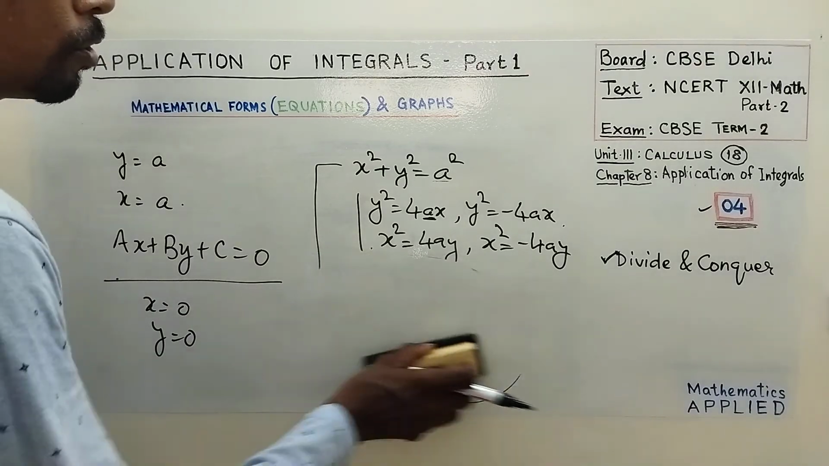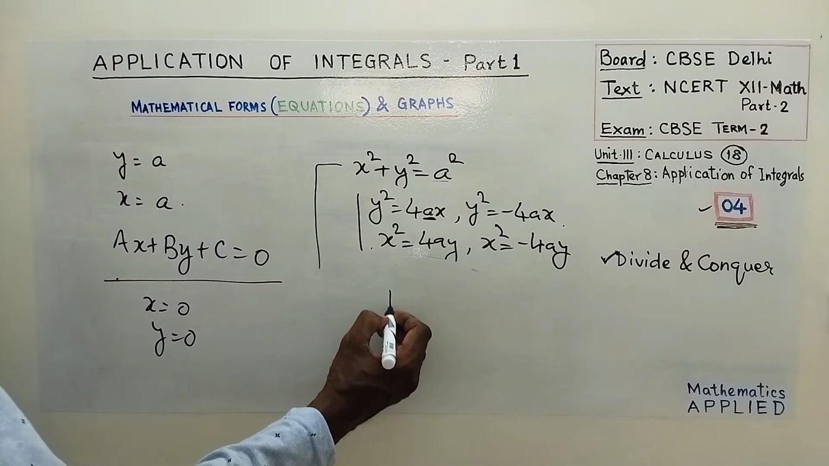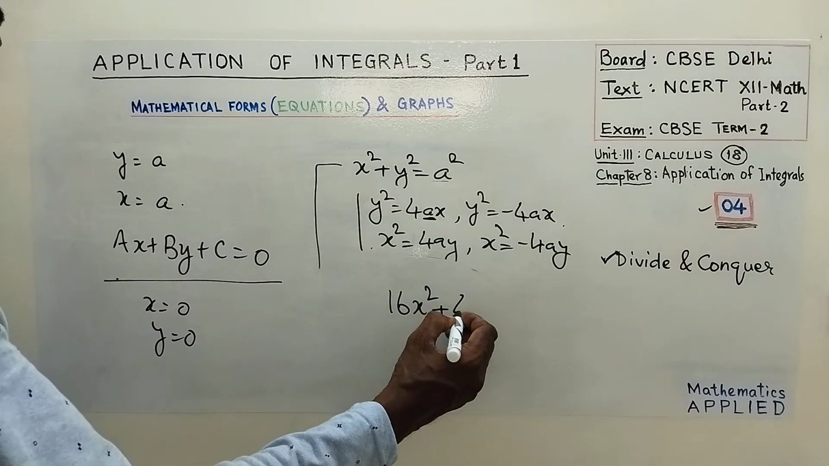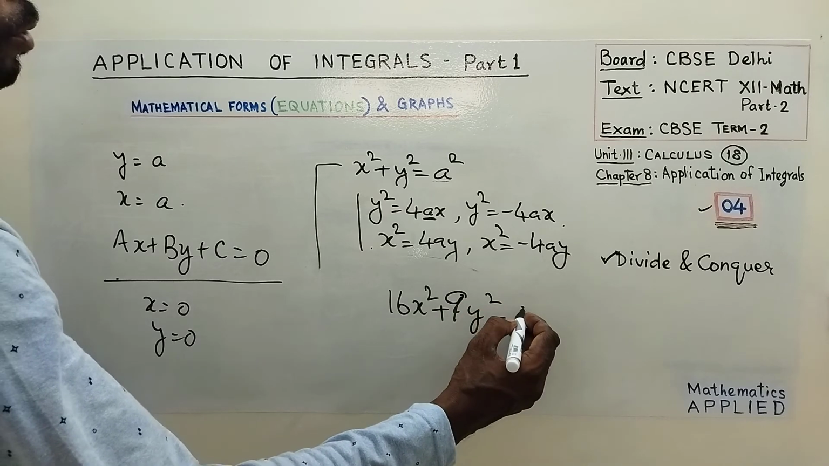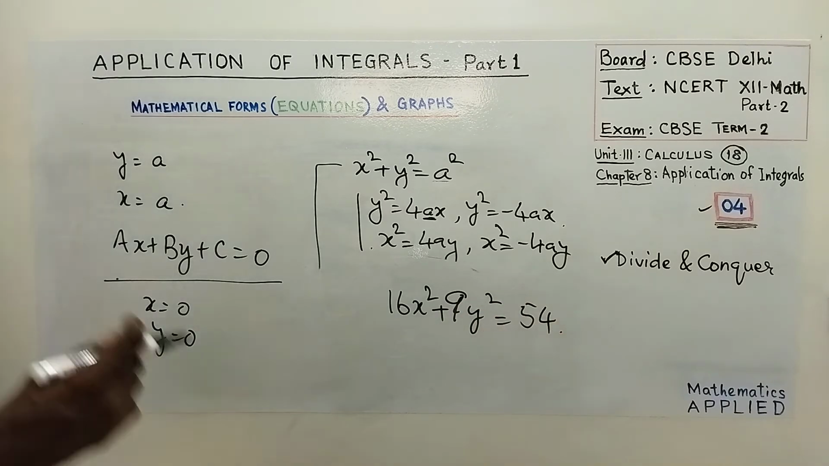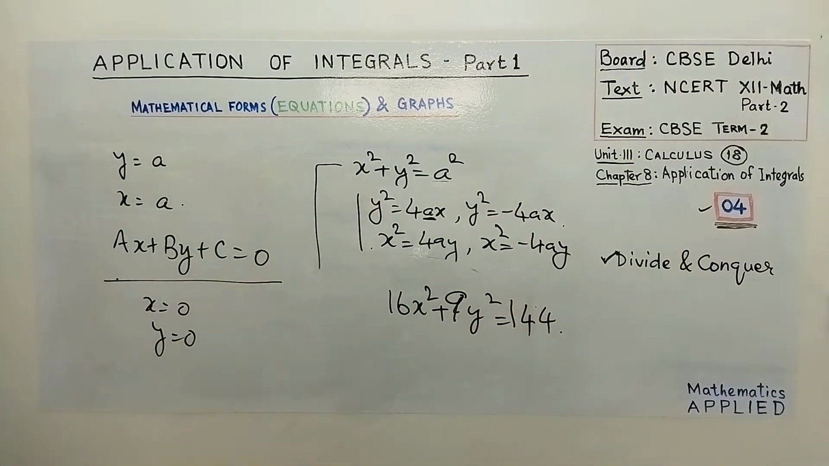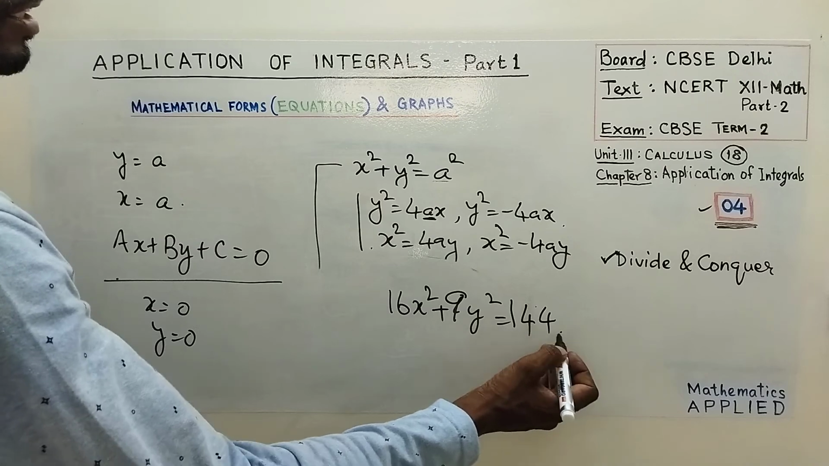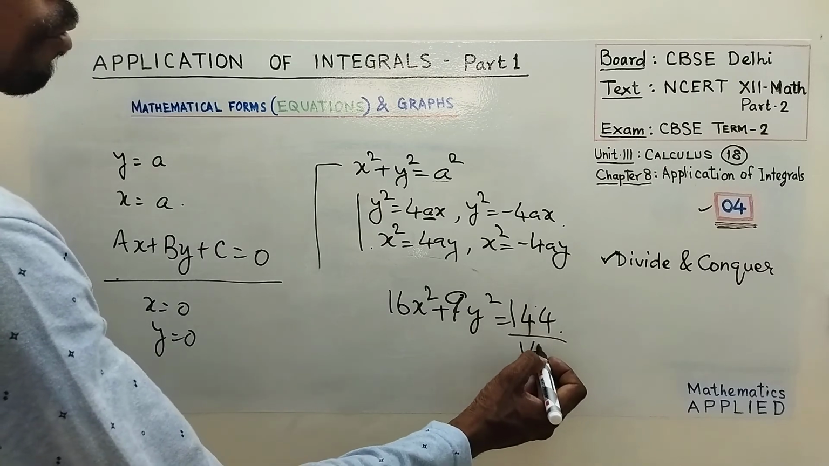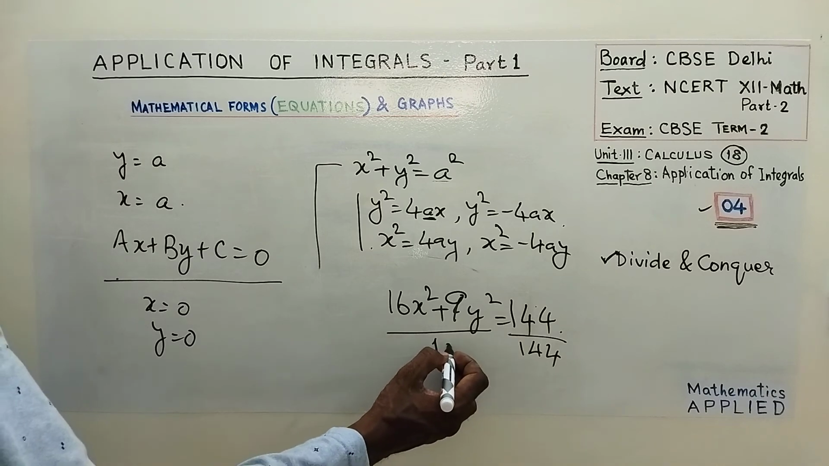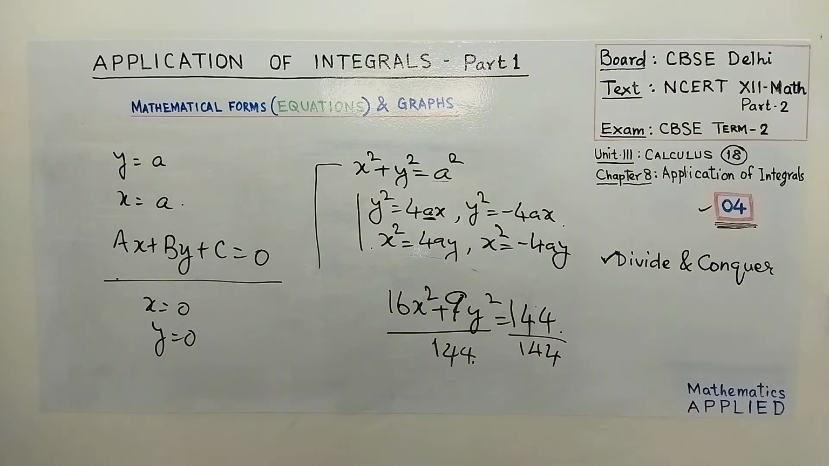Not always are the equations going to be of this form. Sometimes the equation will be like this: 16x square plus 9y square equal to 144. Ellipse equation can be like this. Now what you have to do is make the right side 1. So just divide it by 144 on the right side. On the left side also you divide it by 144. You will get the corresponding values, that are the intercepts of the x and y. So you can draw the ellipse.